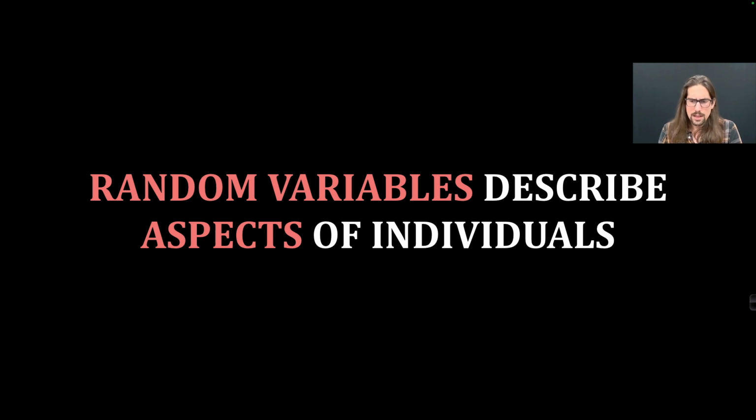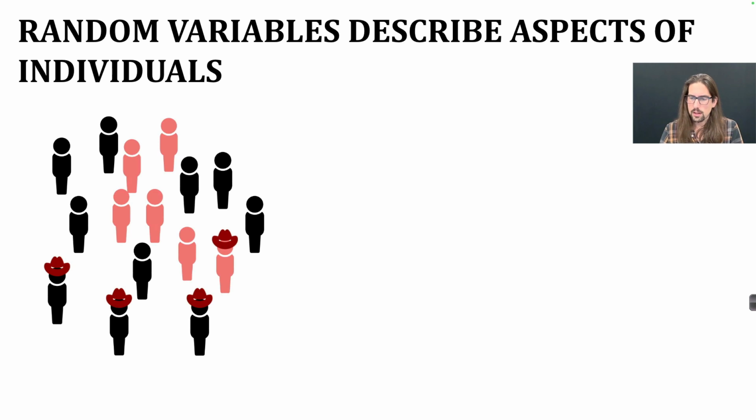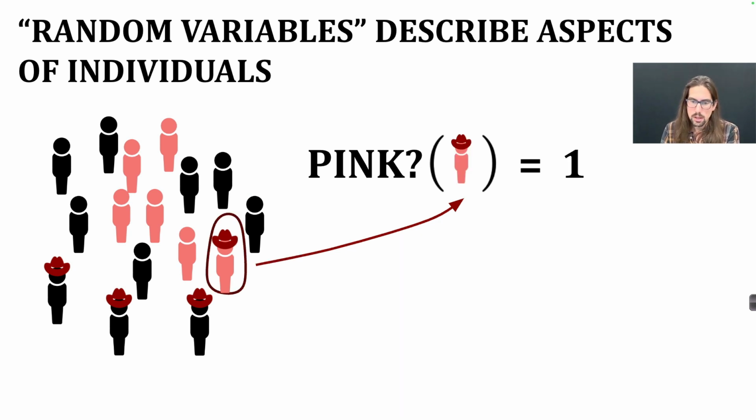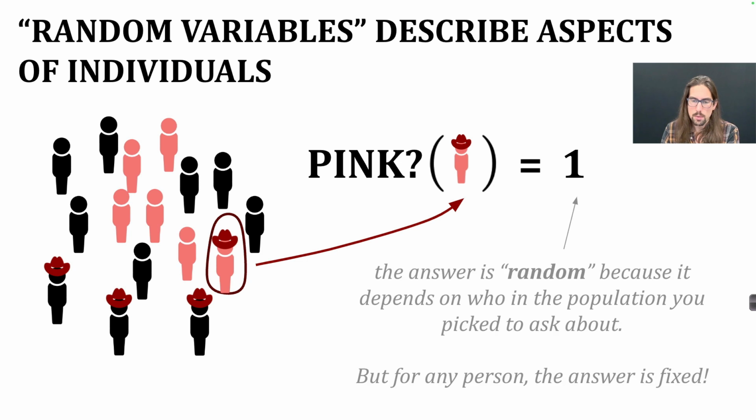All right, so I think this is the last topic for the day. Random variables. It's really something quite simple. We've already been dealing with them. A random variable is just something that describes an aspect of an individual in a population. So, for example, you could have a random variable called pink, and pink would just say, is this person pink or not? So for this person, they are not. So pink returns zero. Otherwise, it returns one.